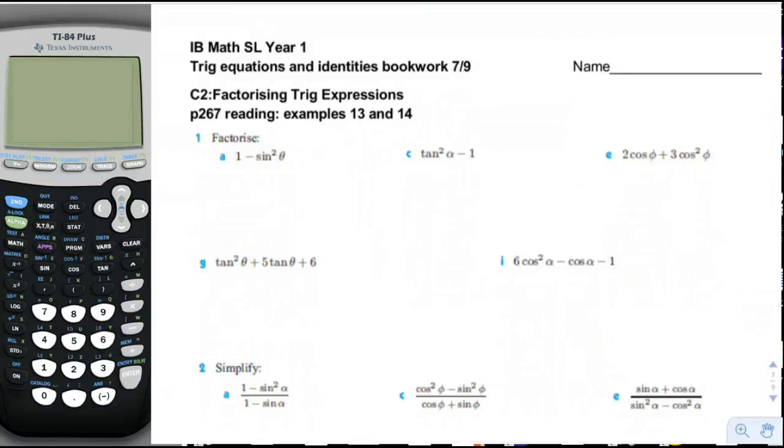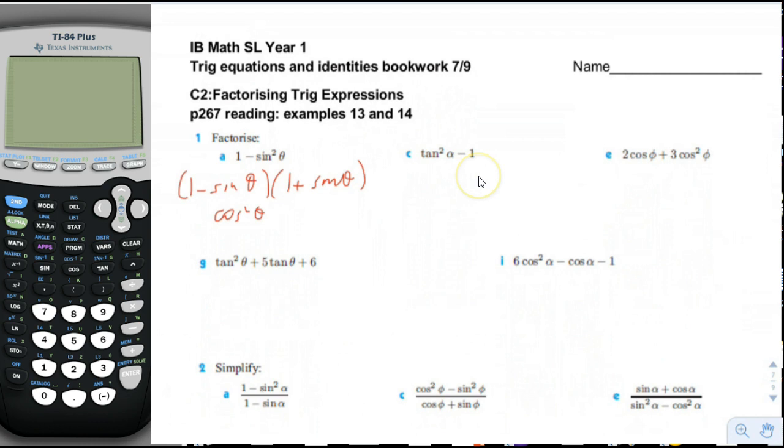Factorizing trig expressions, page 7. So now we're just doing the opposite of what we did last page. If we have 1 minus sine squared, can we factor that? Well, a squared minus b squared is equal to a plus b times a minus b. So you could put 1 minus sine of theta times 1 plus sine of theta. Or you could say that 1 minus sine squared is actually equal to cosine squared.